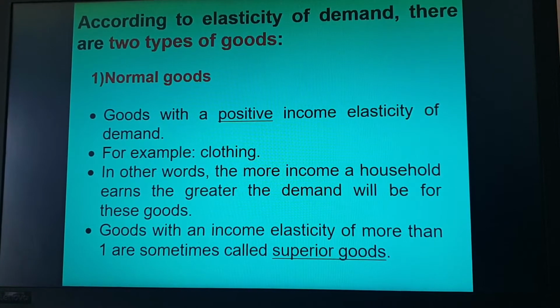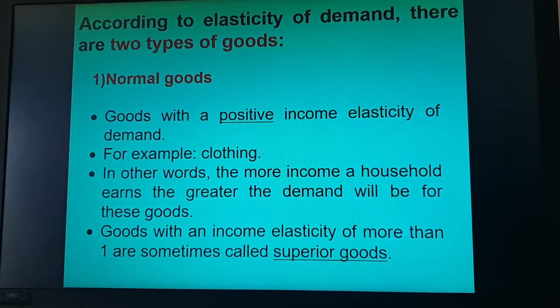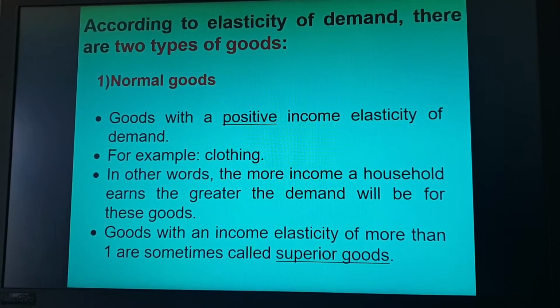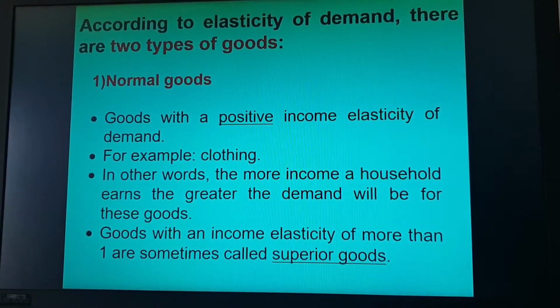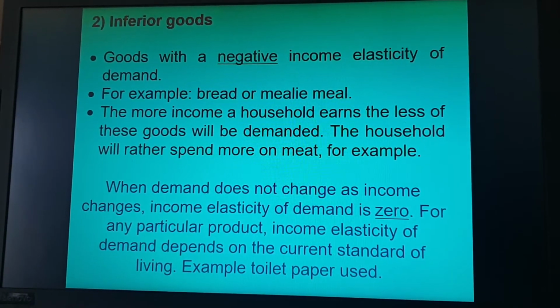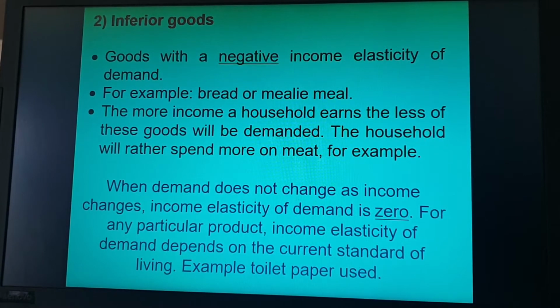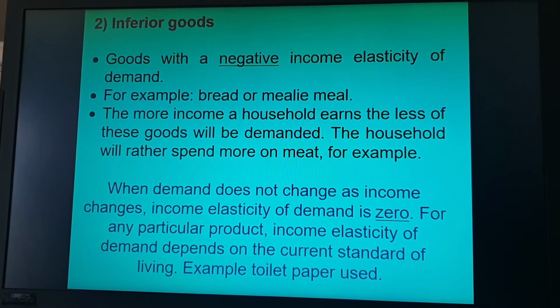So if I earn more money, I will be able to spend more money on new clothing. Goods with an income elasticity of more than one are sometimes known as superior goods. Inferior goods are goods with a negative income elasticity of demand, for example, bread or mealie meal.